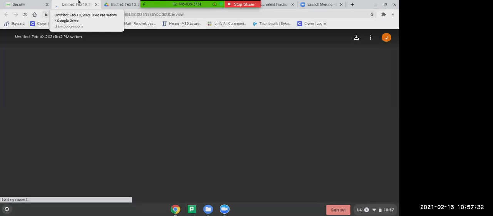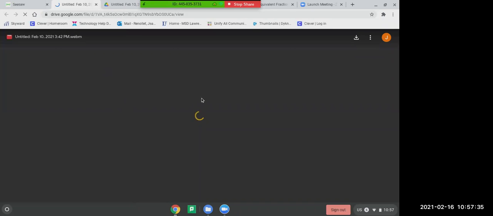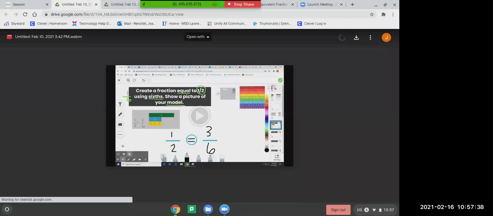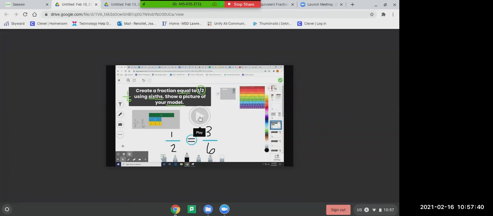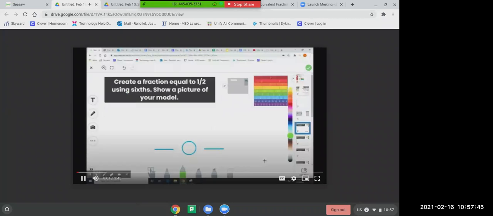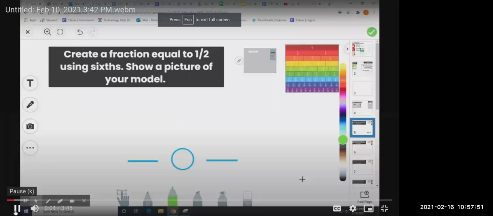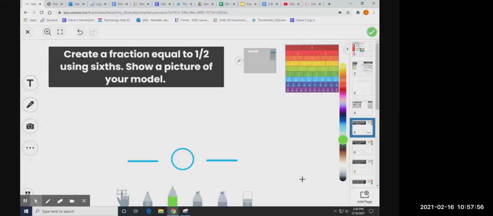Students are focusing with their eyes, ears, and their brain, looking at this teaching example. How can we use our tool today to prove our knowledge? One of our learning targets today is to generate or create simple equivalent fractions or fractions that are equal. Our task tells us to create a fraction equal to 1/2 using 6. Show a picture of your model.